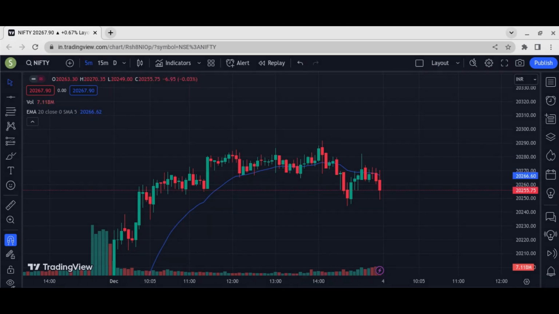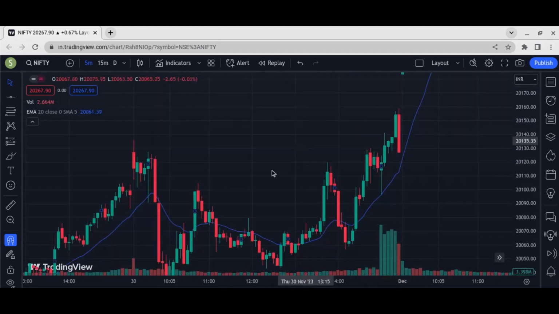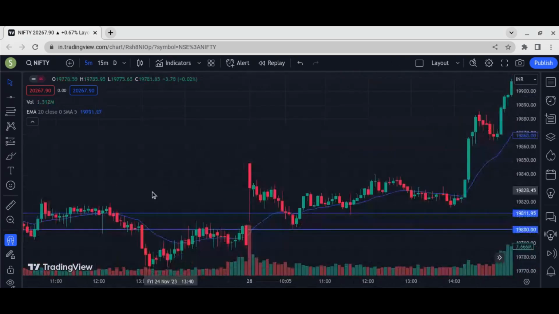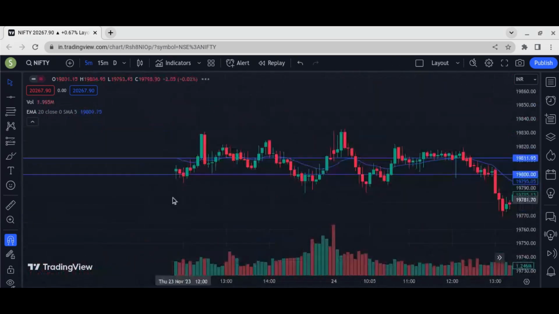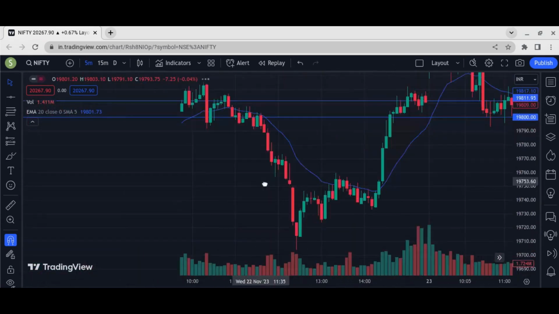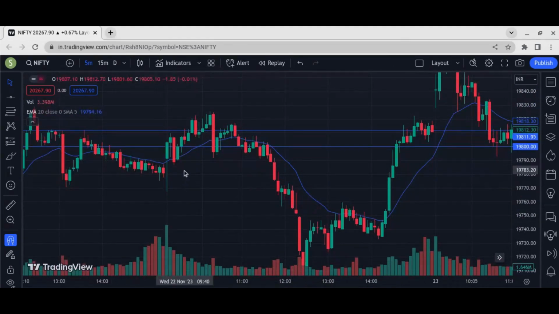Now let's search for an example of a bullish crossover. Let's scroll back, where the first crossover is on the bullish side. Here the first crossover is bearish and then we hit the stop loss, then we go for a bullish and again we hit the stop loss. So we are done for the day.